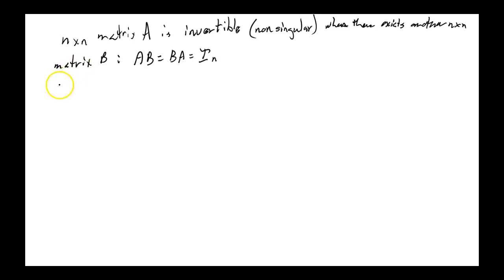That matrix B that we just described there is, and they put in parentheses multiplicative, inverse of A. After a while, we're not going to call it multiplicative anymore. We're just going to call it the inverse of A.